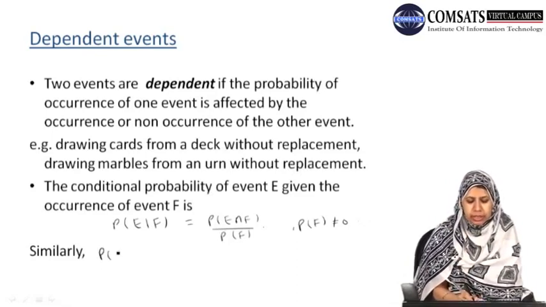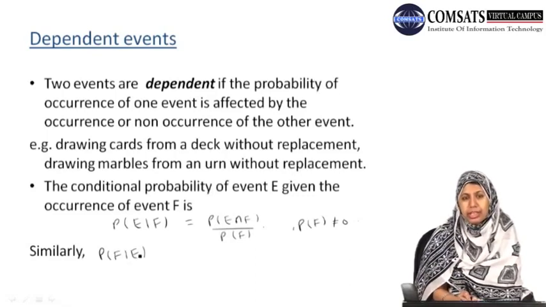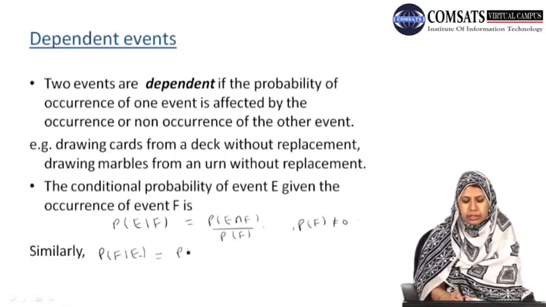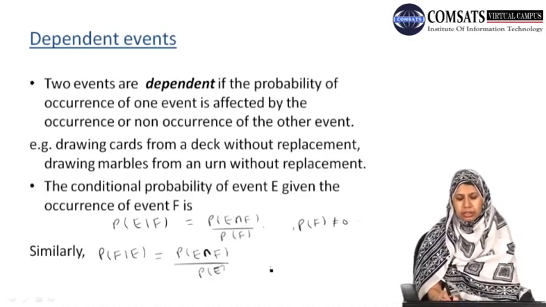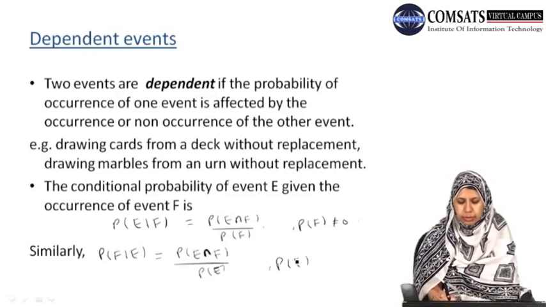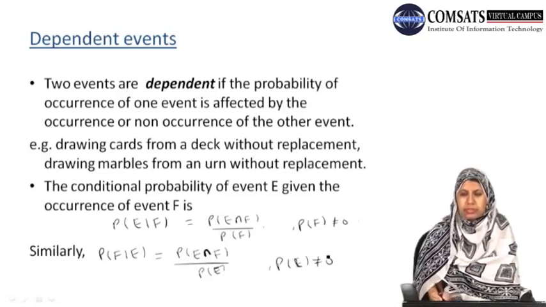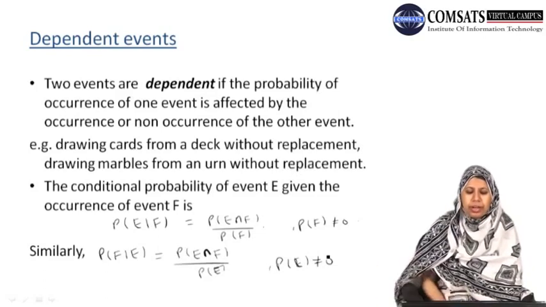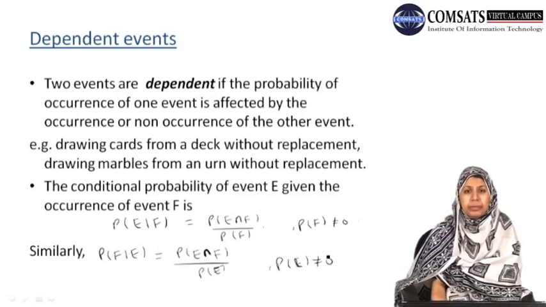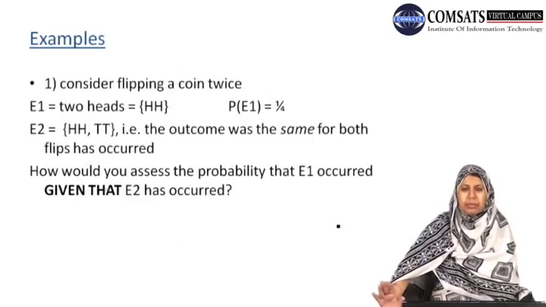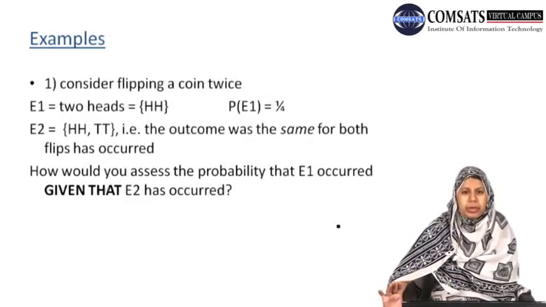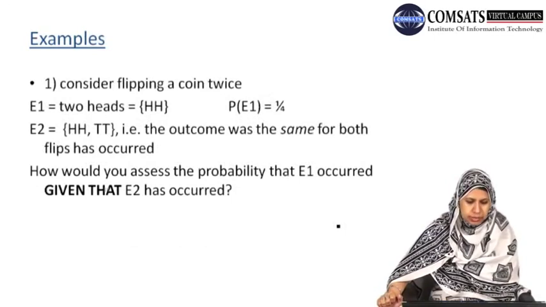Similarly, the probability of the event F given that event E has already occurred is nothing but the probability of their intersection divided by the probability of the event which has already occurred, provided that this probability is different from 0. So this is how we define the conditional probability of two dependent events. And now some examples to clear up what we mean by the conditional probability of dependent events.